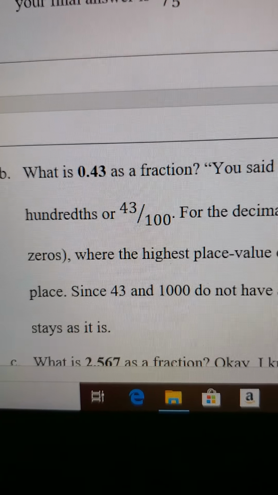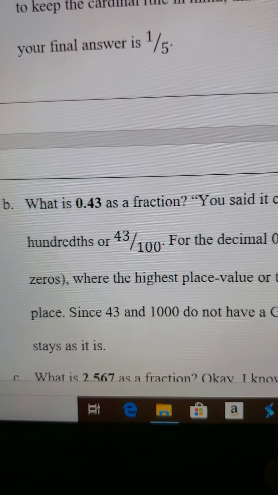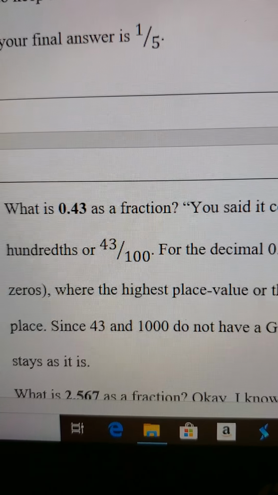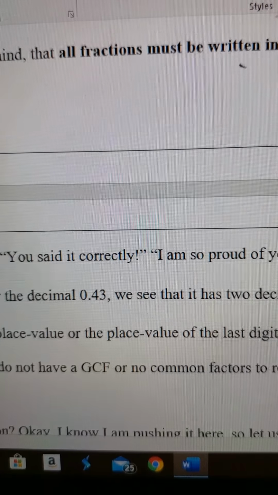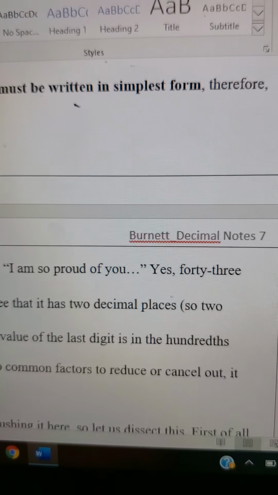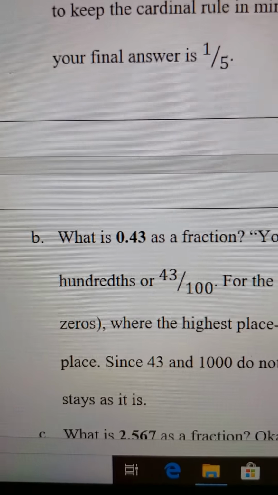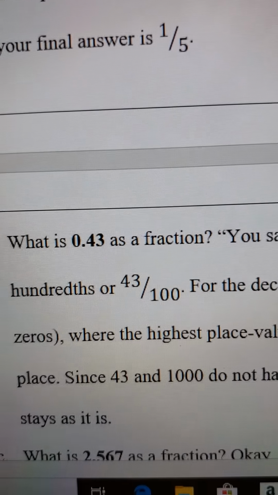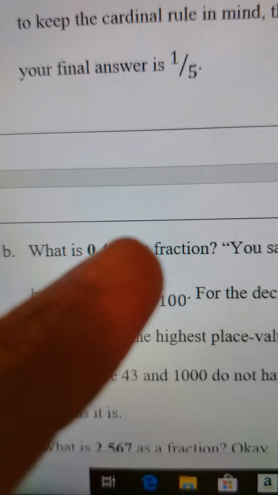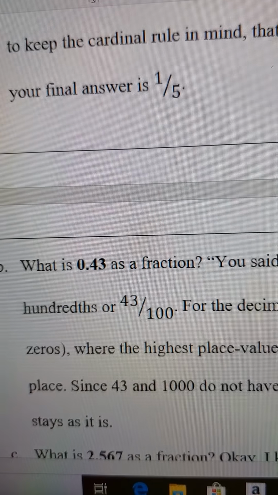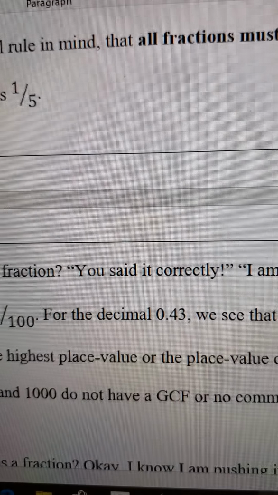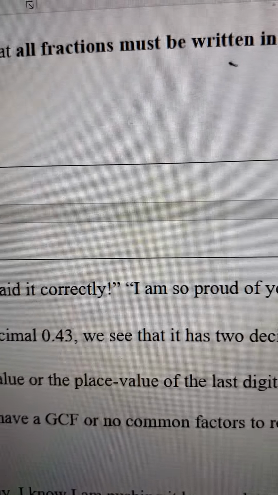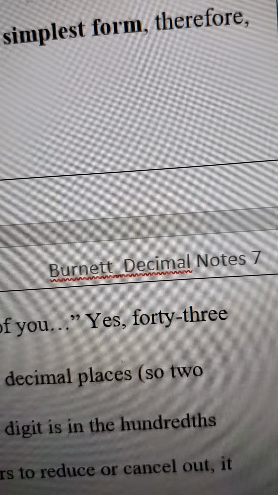So let's take a look at another one. What is 0.43 as a fraction? You said it correct. I'm so proud of you. Yes, 43 hundredths, right? Because the last digit, the highest place value of this decimal, is in the hundredths place. So for the decimal 0.43, we see that it has two decimal places. So two zeros, like 1 and 2 zeros, where the place value of the last digit is in the hundredths place.